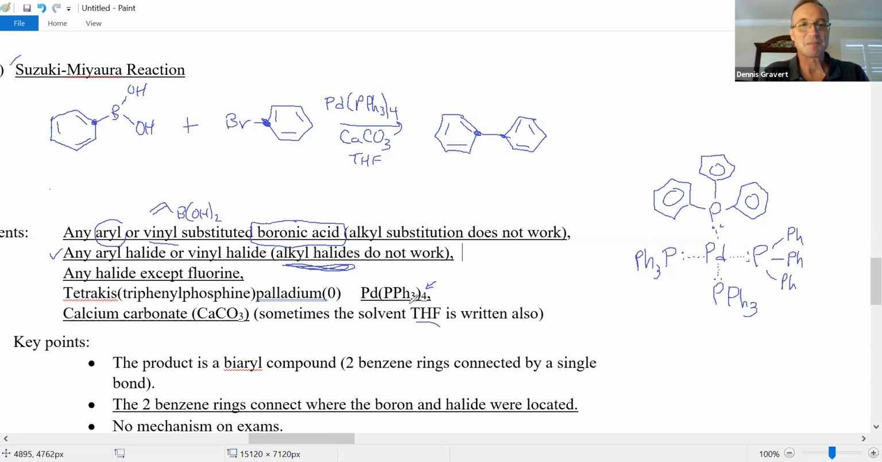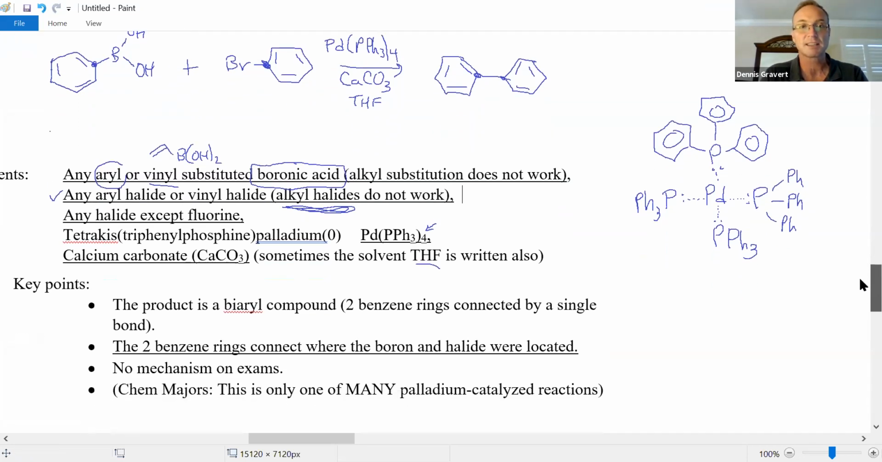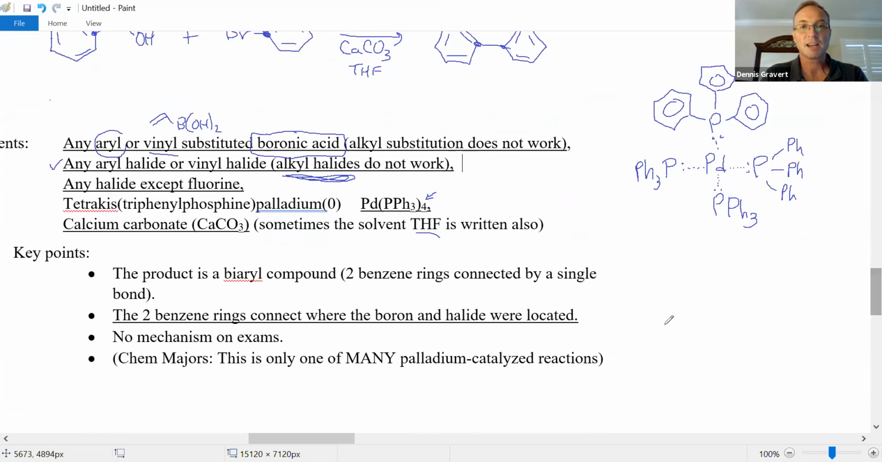What else do we need to know about it? 2 benzene rings connected together are called a biaryl compound. It's not underlined, it's just interesting. Oh, but this is important. Wherever the boron and the halide used to be is your point of connection. And there's no mechanism on the exam. Oh yeah, and if you're gonna major in chemistry and plan to take more organic chemistry, I already mentioned, you're gonna see a lot of palladium catalyzed reactions.